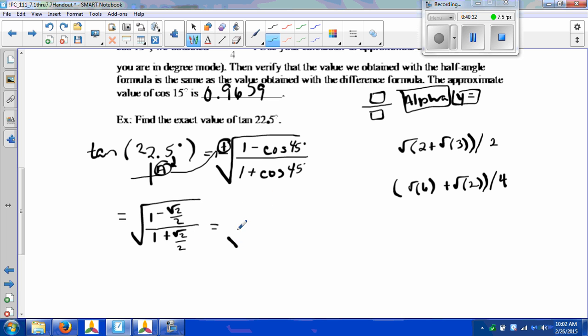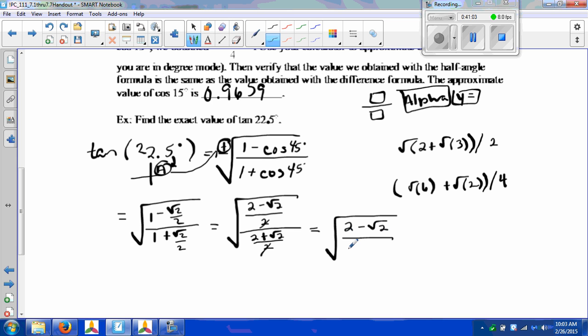Then I'm going to get a common denominator. That's just 2, so 2 minus root 2 over 2, over 2 plus root 2 over 2. Now those have the common denominator. If I flip and multiply, their denominators would just cancel. So I get the square root of 2 minus root 2 over 2 plus root 2.